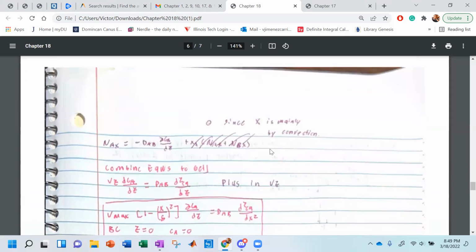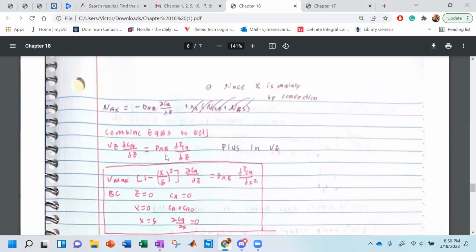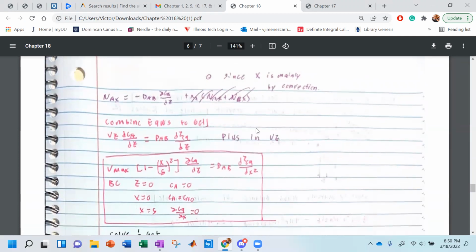Now, since in the X direction there is no velocity, most of our work happens per diffusion. So you have negative DAB dCA/dZ. There's no velocity there, so it has to be the other term. You plug those in, and you also plug in VZ, and you manage to solve this disgusting differential equation, and it simplifies into this with these boundary conditions.